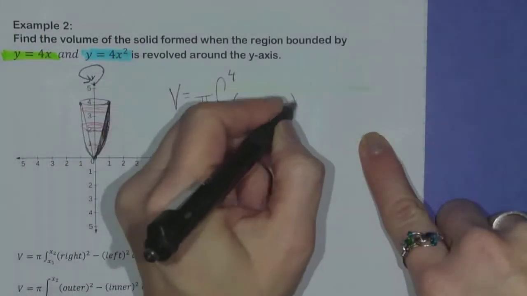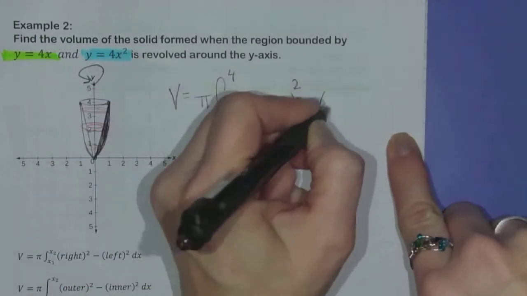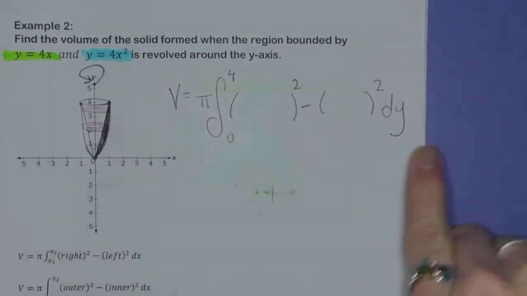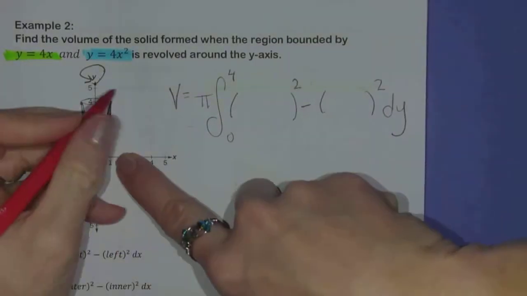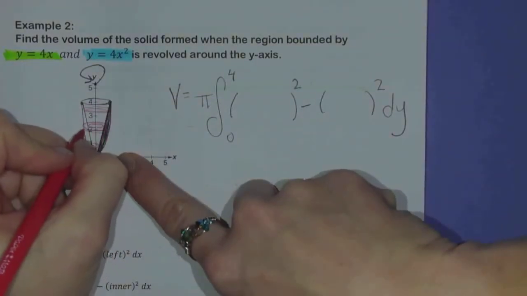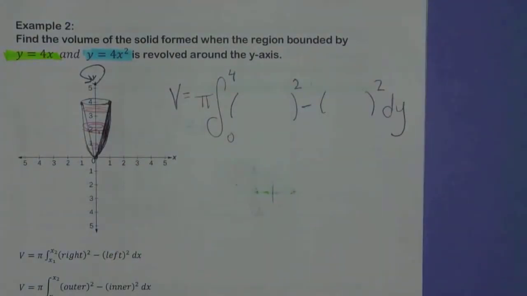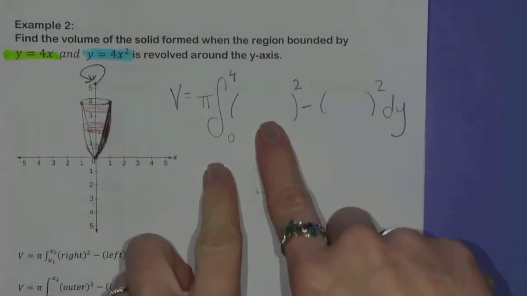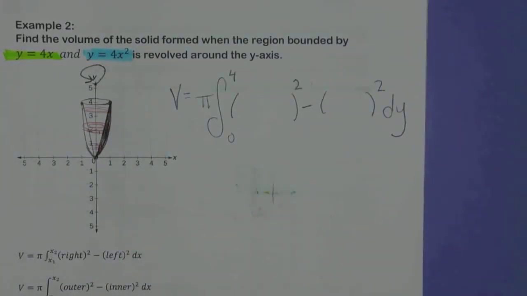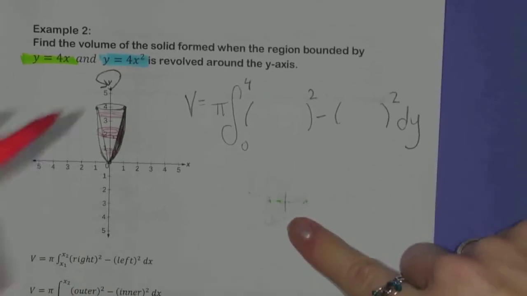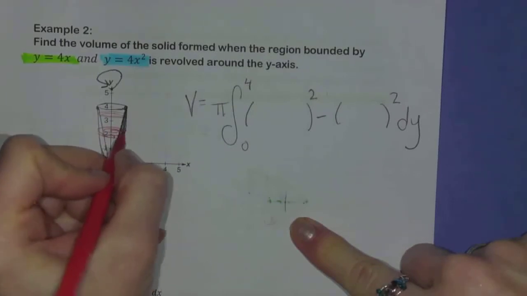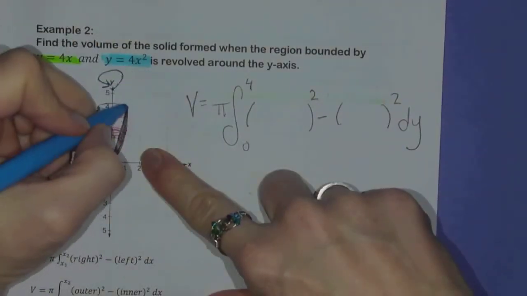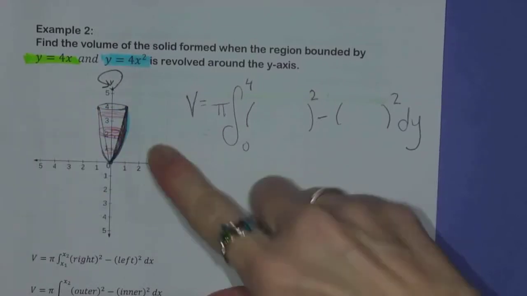I need a big R squared minus a little r squared dy, because look at the thickness on these guys. I didn't really draw thickness, but this is my thickness. That is a dy, a change in y. So my outer radius, my big radius, I've got to measure to the blue. Think of the big R starting at its center on the y-axis, and you go out, out, out, all the way to your blue function, which was my quadratic.